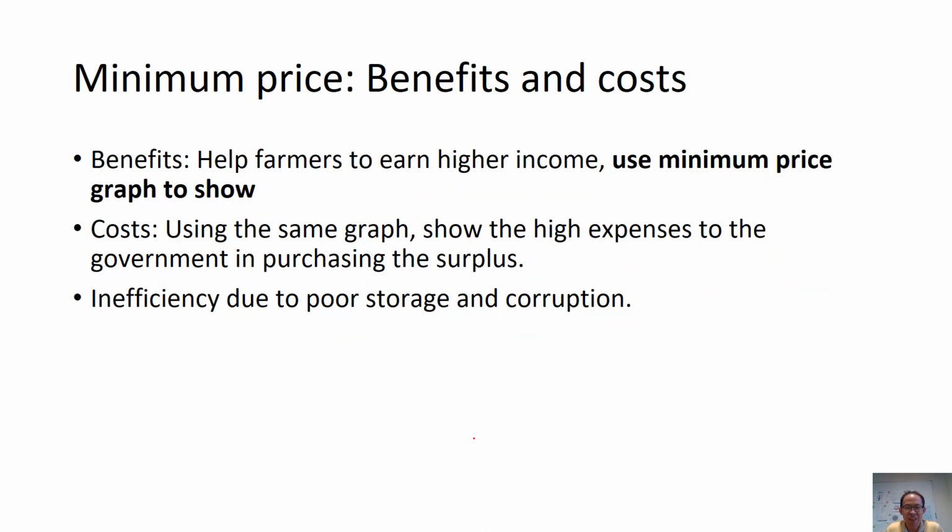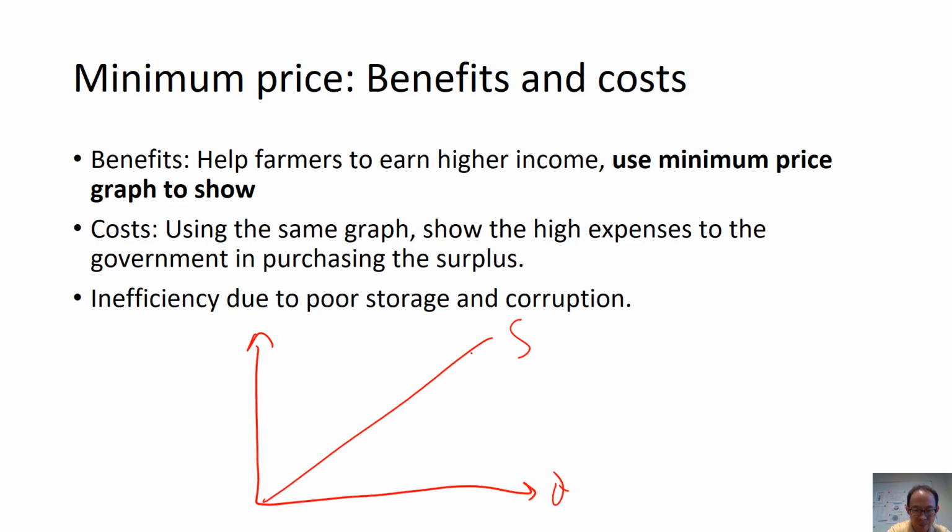Now, what about the minimum price? Again, I'll use a diagram to show how a minimum price can help the farmers earn a higher income. Use the minimum price graph to show. So if I were to draw a graph here, the simplest way to show is that, okay, with the minimum price, right?